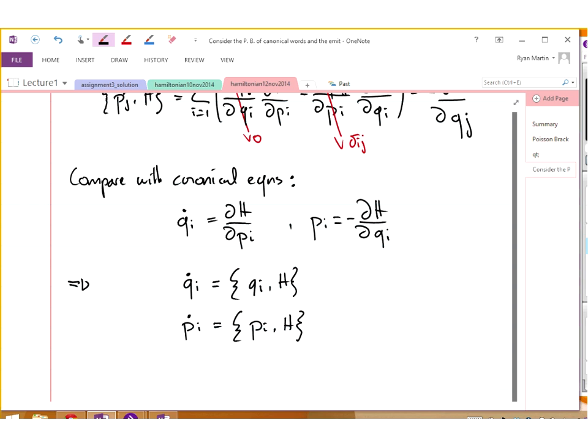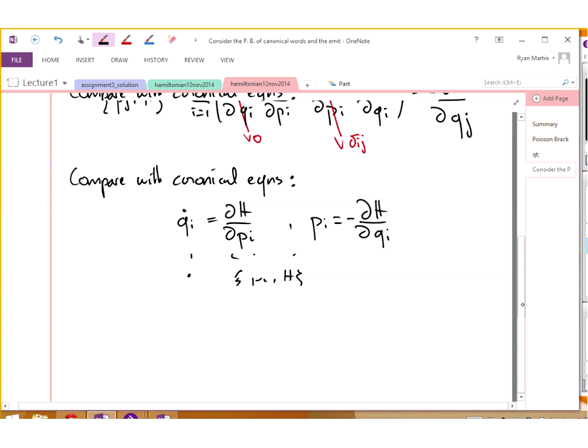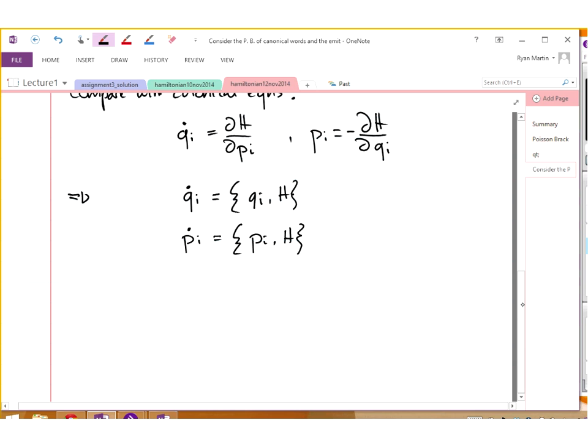So that's pretty neat, right? The time, at least for the coordinates, it seems like you can find how they evolve with time by simply taking the Poisson bracket of the coordinate with the Hamiltonian. So let's explore this further.